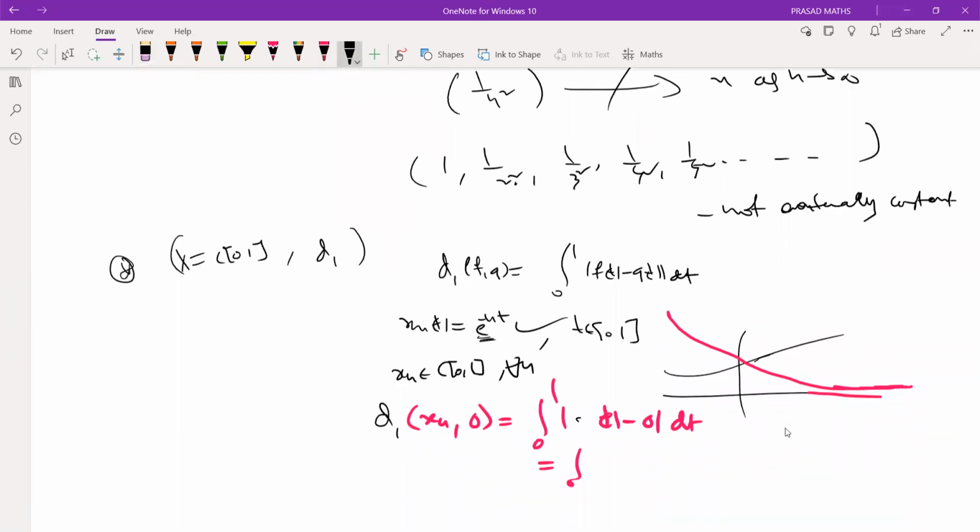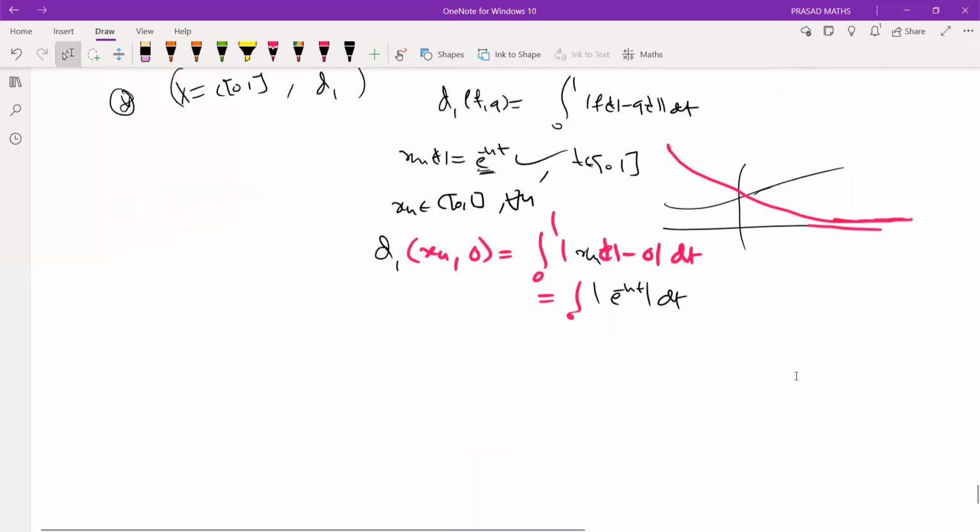Xn of t. What is xn of t? It is e power minus nt dt. That means your function is actually a positive function, so there is no need to write the modulus. This is nothing but e power minus nt by minus n, from 0 to 1. That means this is nothing but 1 by n, into 1 minus e power minus nt.